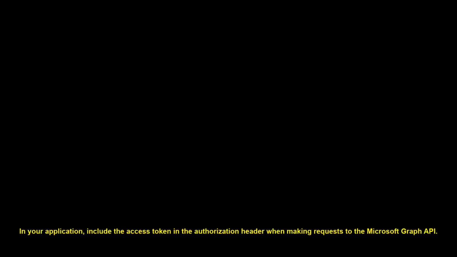In your application, include the access token in the authorization header when making requests to the Microsoft Graph API. Test your implementation by making a simple API request, such as retrieving user information. Inspect the response to ensure that you have successfully authorized with the Microsoft 365 Graph API. If you encounter any errors, review the permissions and the URL endpoints. With the above steps completed, you are now ready to integrate with Microsoft 365 services using the Graph API.